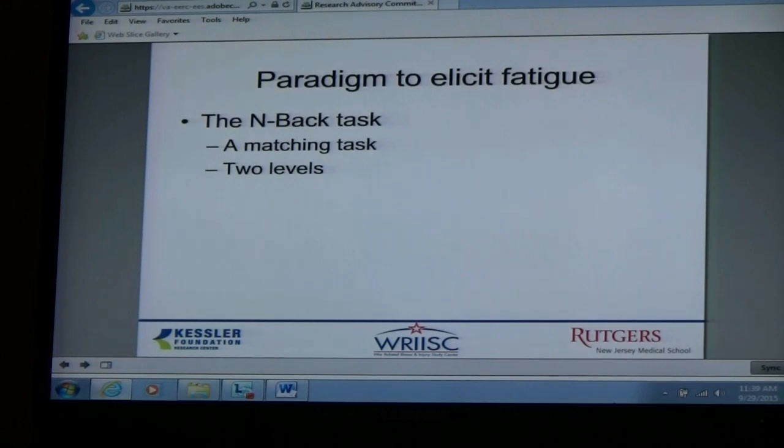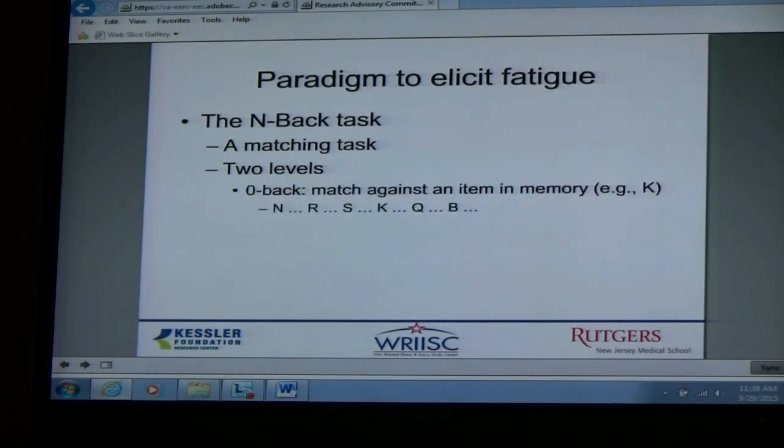So here's the paradigm we used to elicit fatigue. It was the N-back task. That's what it's called, and it's a matching task. And we use 2 levels. The 0 back task, you match each item against an item that you hold in memory. So before they start, we say to the subject, respond when you see a K. They see these letters on the screen one at a time. See an N, it goes away. You see an R, it goes away. You see an S, it goes away. They see a K, they respond. That's a 0 back task. It's basically a visual matching task. It's pretty easy.